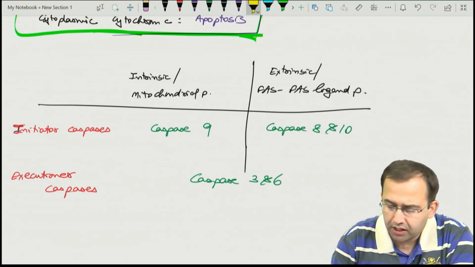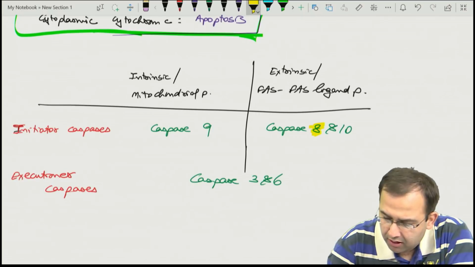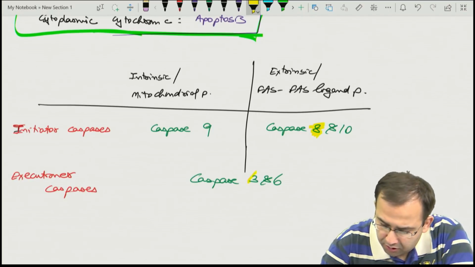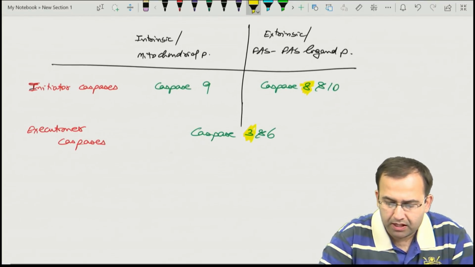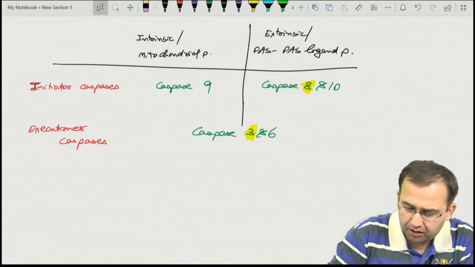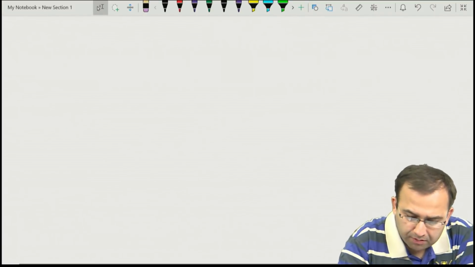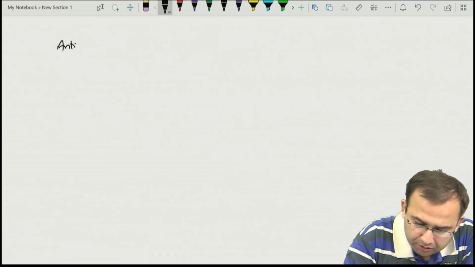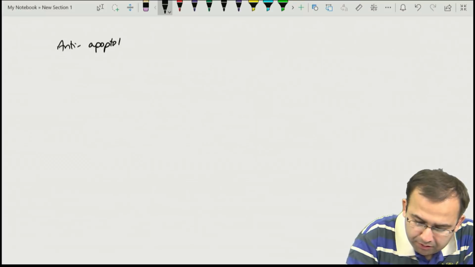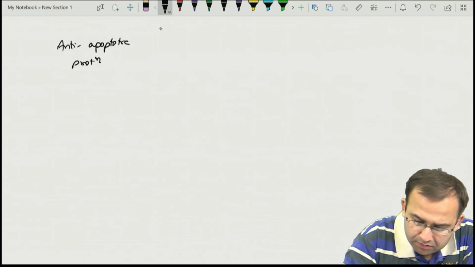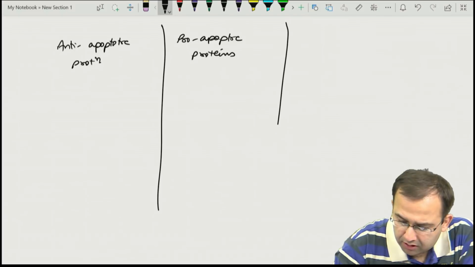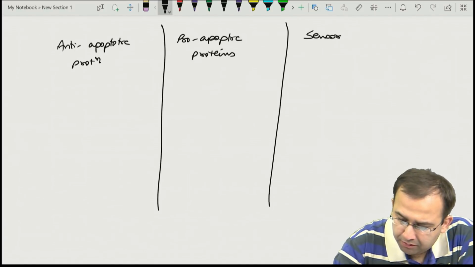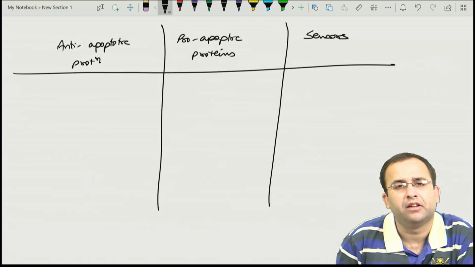Which is the main initiator caspase for the extrinsic pathway, 8 or 10? Caspase 8. Which is the main executioner caspase? Caspase 3. Next point. This gets us to the master table of anti-apoptotic proteins, pro-apoptotic proteins and the sensors.